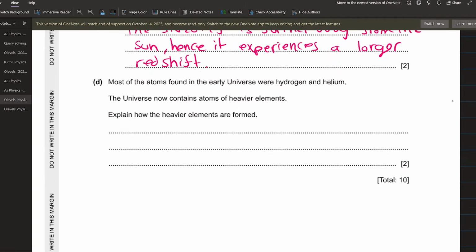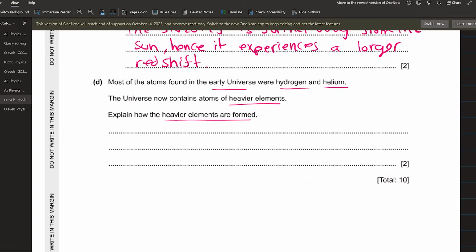Let's see this. Most of the atoms found in the early universe were hydrogen and helium. Okay. The universe now contains atoms of heavier elements. Explain how heavier elements are formed. बेटा heavier elements कैसे form होते हैं? Due to fusion of the lower mass वाले elements. और ये कहाँ पे occur करता है? This occurs during the supernova stage of a star.